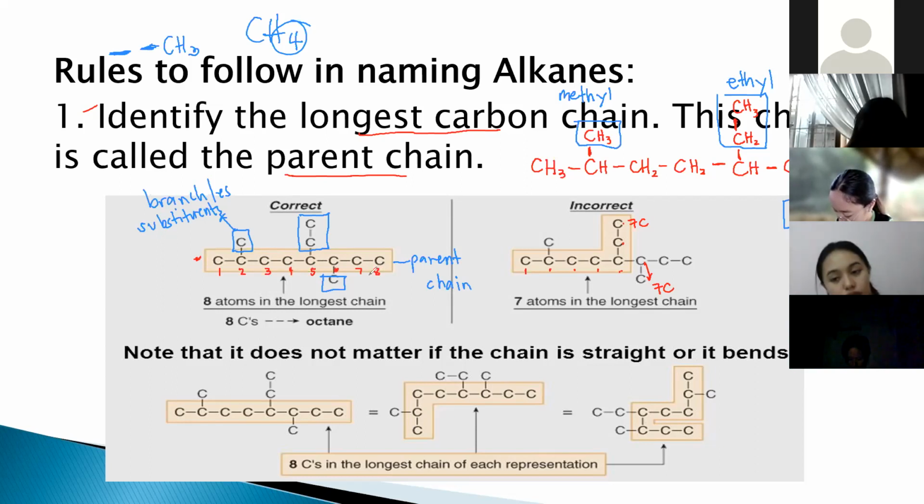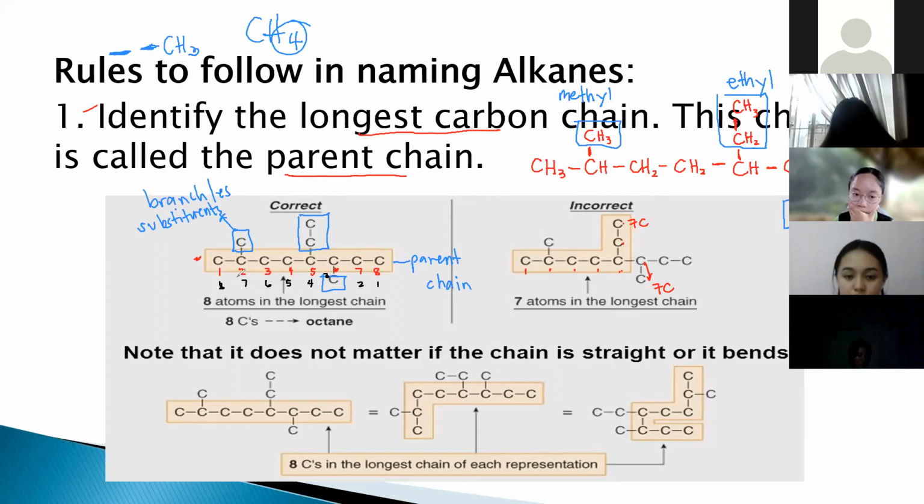But earlier, Ira asked if we can start from the right. Yes, you can. We will write 1, 2, this is 3 here, 4, 5, 6, 7, 8. But the question is, what will be the correct one? The correct way of numbering is to find the lowest number at which you will have a substituent. That is the correct way of assigning numbers to the carbons.